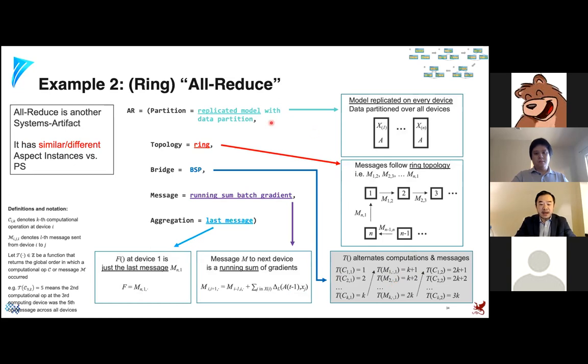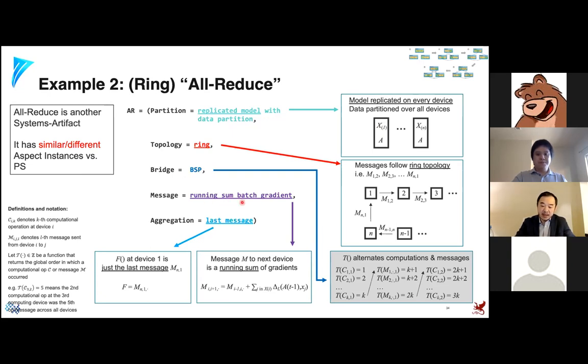So in here, the partition becomes a little bit different because in this case, the model needs to be replicated across all the nodes, but it is still a data partition strategy for the data. Therefore, every node will be holding a subset of the data. The topology in this case is not a star, but a ring. And the bridging model remains a BSP. You can see one of the strategy is reused. Therefore, if you want to write a communication program, you don't have to write it twice. It can be written once and put in the library and be called from different strategies.